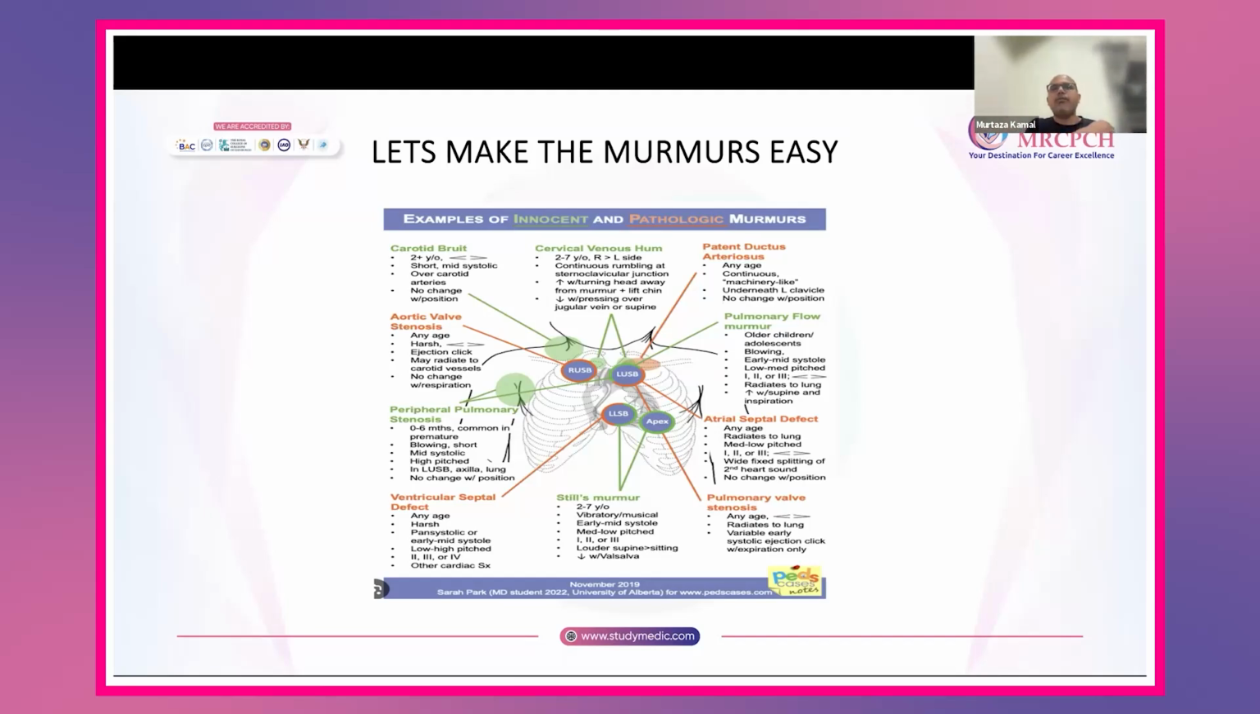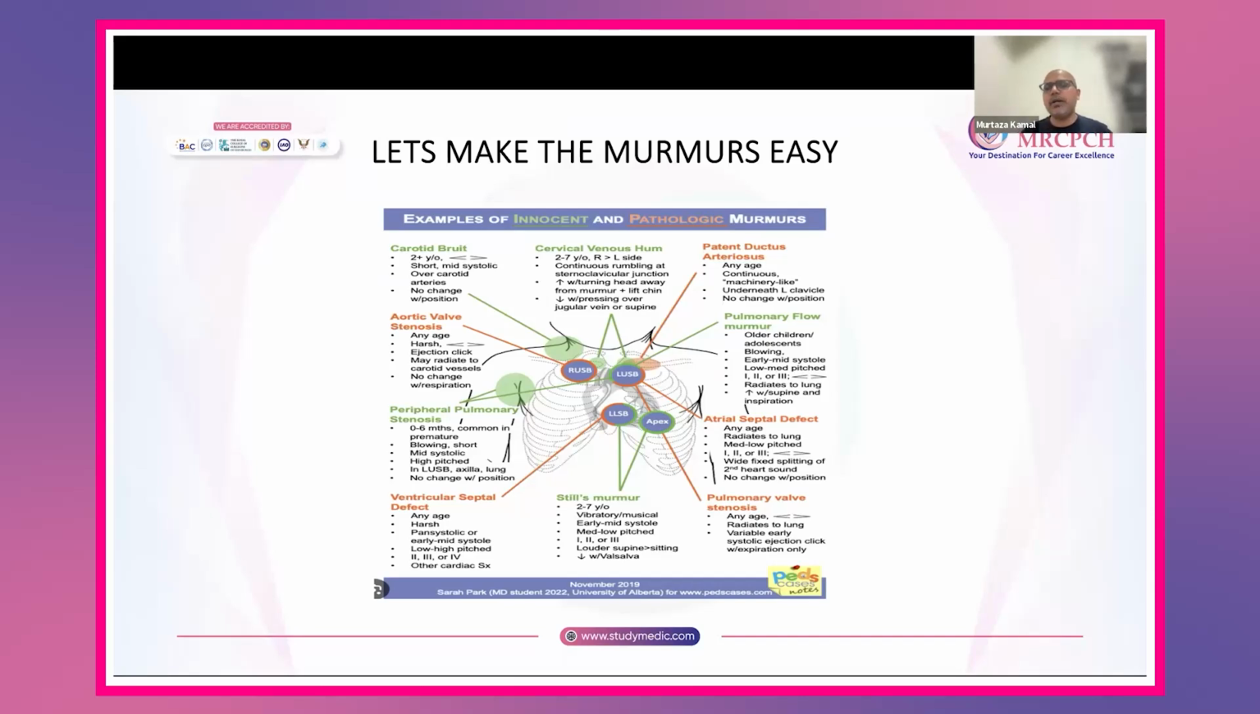Move on to the third type of murmur, which is known as the continuous murmur. The most common example of continuous murmur is a PDA. In a PDA or an AP window, there is a continuous flow between the aorta and the PA because the pressure difference between the two is maintained throughout the cardiac cycle. So a PDA, AP window, collateral, BT shunt, these are the causes of continuous murmurs.